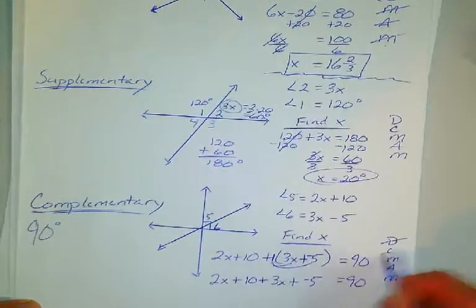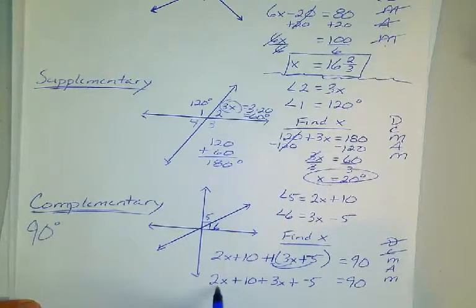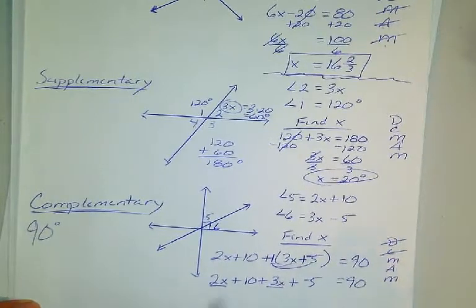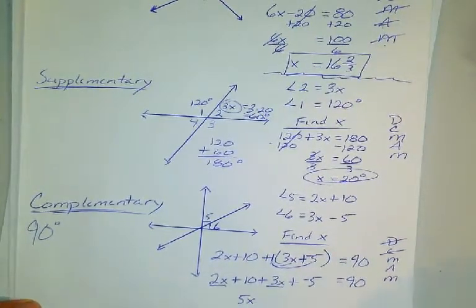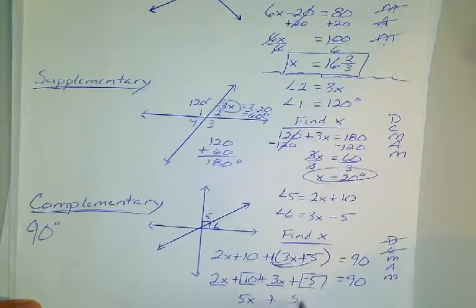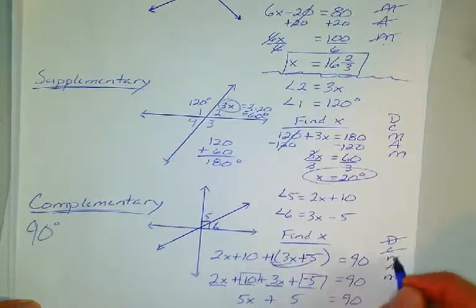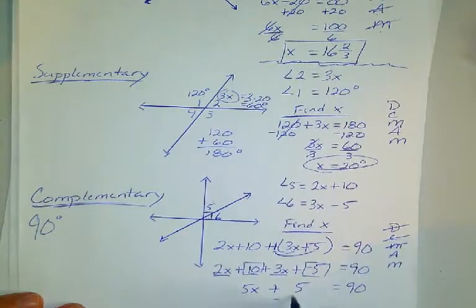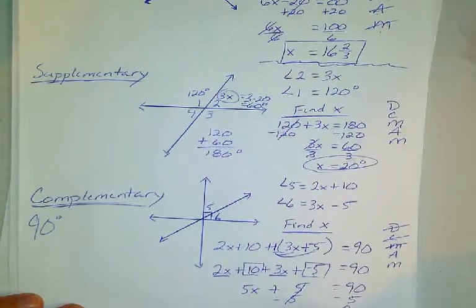Next step, combine like terms. So I look at the left side. I have like terms. I'm going to underline the x terms. They go together. 2x plus 3x equals 5x. My 10 and my negative 5, those are just numbers or constants. They also go together, so I'm going to box those in. And then add them. 10 plus negative 5 is 5. So I get 5x plus 5 equals 90. Undo addition or subtraction. I have to add 5, so now I'm going to subtract 5. And I get 5x equals 85.